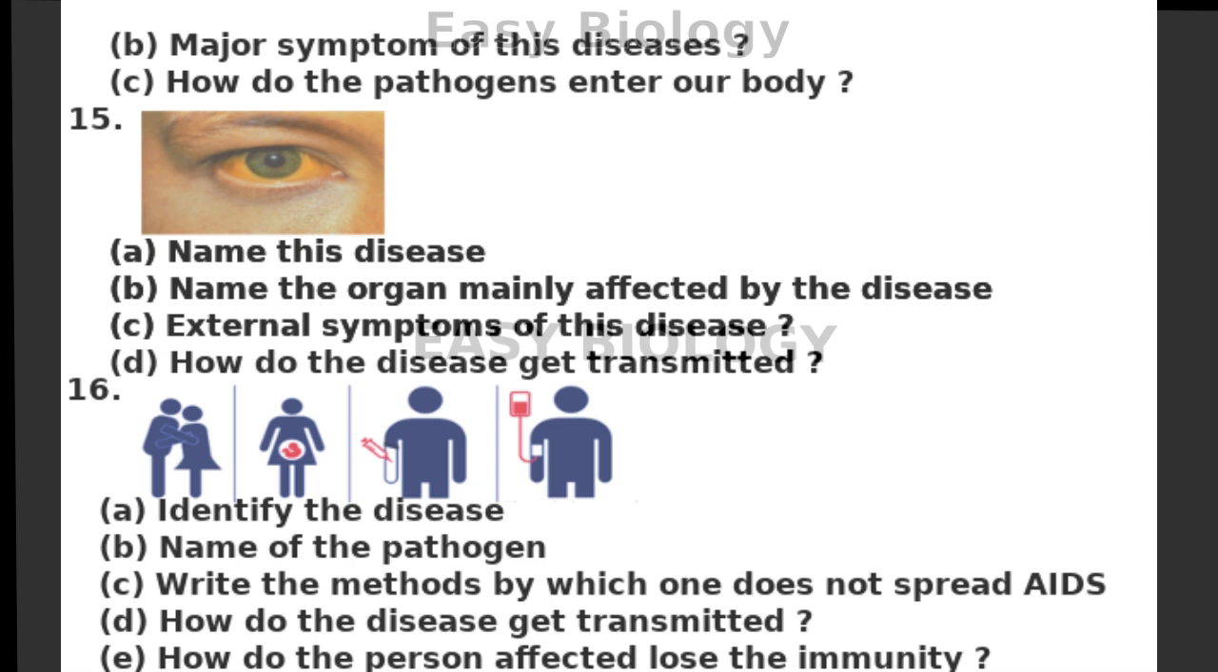Question 16E. How does the affected person lose immunity? HIV enters the body and multiplies using the genetic mechanism of lymphocytes. Hence, the number of lymphocytes decreases. When the number of lymphocytes decreases, it reduces the immunity of the body.